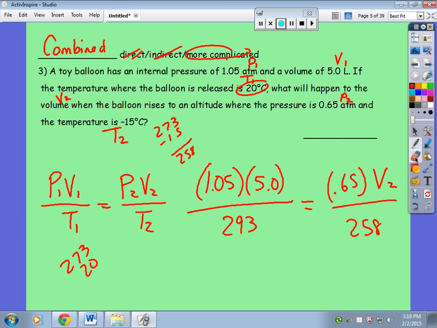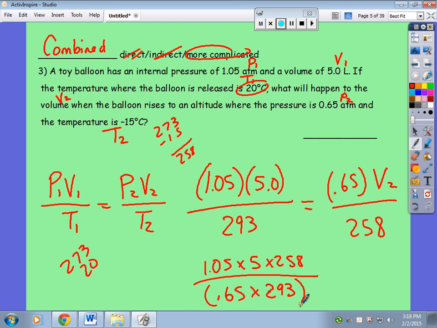Okay, now what happens when I do my math? There you go, make my 8s clearer. When you do your math, you take 1.05 times 5 times 258 divided by 0.65 and 293. Okay? So when you do your math, you come up with 7.11.